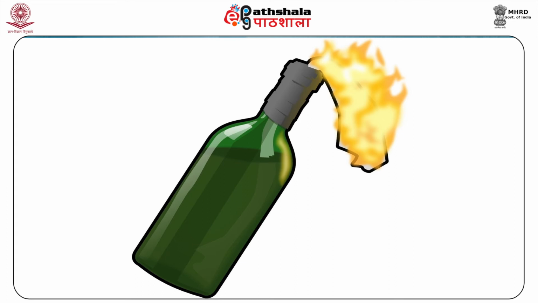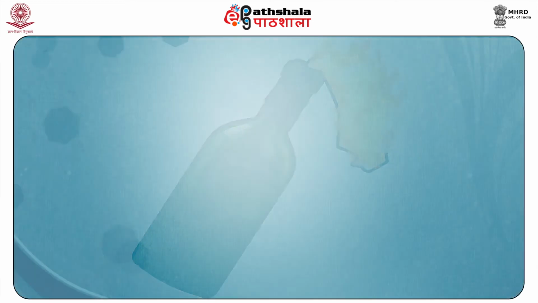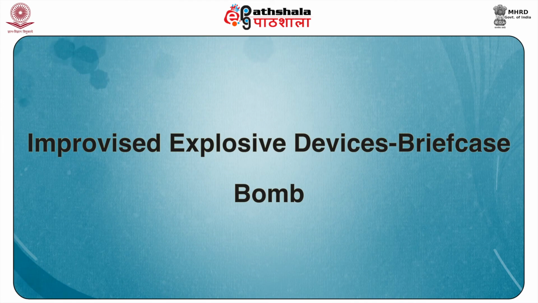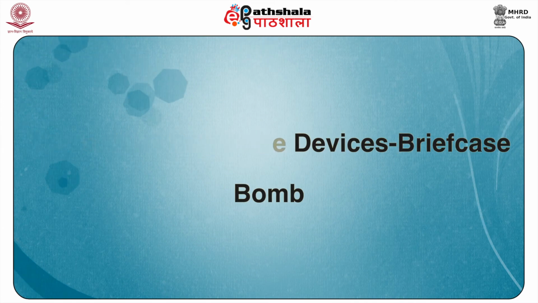The weapon is used by first soaking the rag in a flammable liquid immediately prior to using it, lighting the rag and throwing the bottle at the target. The bottle shatters on impact, spilling the flammable liquid over the target, which is then ignited by the burning rag. Improvised explosive devices, briefcase bomb.